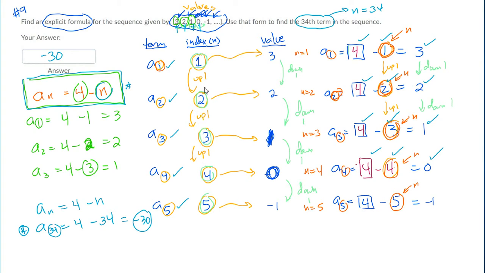I see that my indexes are going up by 1, and I can tell that my values have to be going down by 1. So if I subtract the index, every time the index gets bigger by 1, then because I'm subtracting it, the value I get is going to go down by 1. So that suggests that I should be subtracting my index. The only question is, what am I subtracting it from? And we see that if I use a 4, it makes the numbers match up. Okay, 4 take away 1 gave me the 3. 4 take away 2 gave me the 2, etc. Okay, so that's where this formula came from.